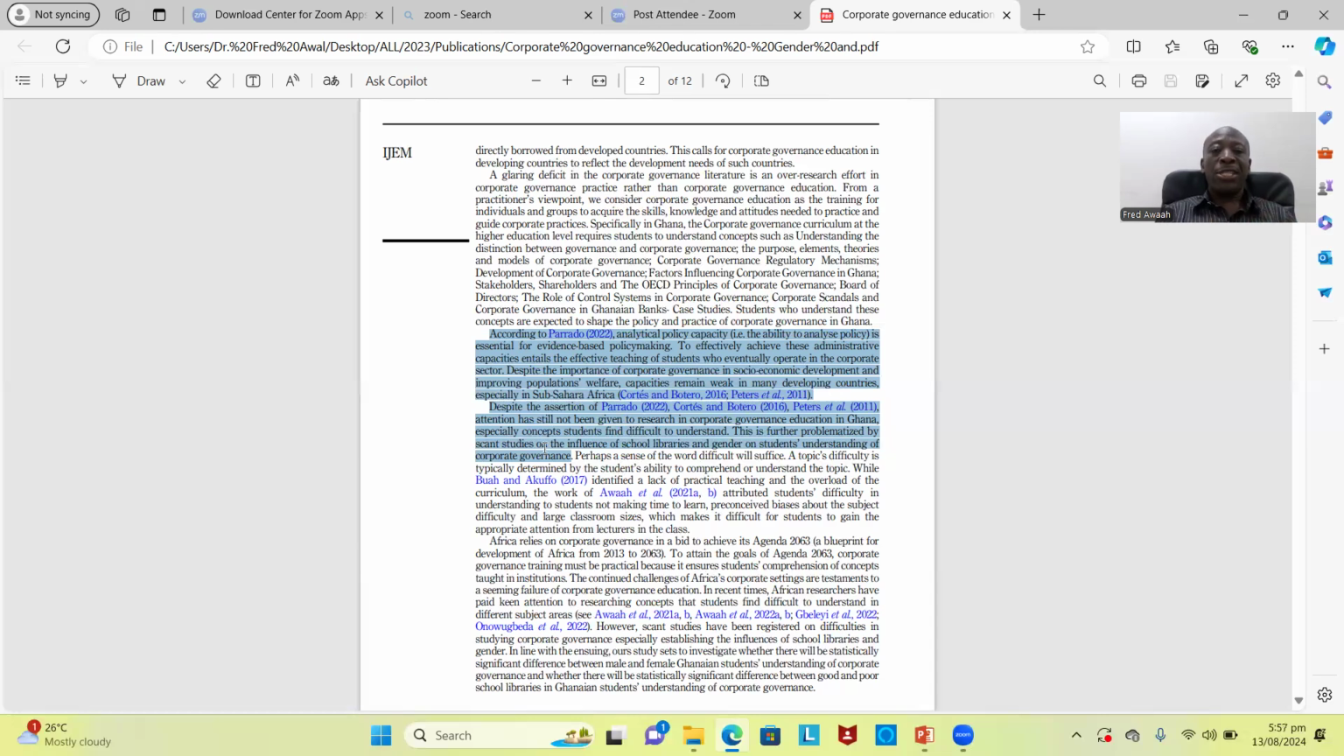So you would see that within 2 paragraphs, we have been able to establish what the literature says about challenges related to corporate governance education. We further looked at it from the perspective of the sub-region, and then we brought it down to Ghana to be specific. And in Ghana, we looked at the fact that research on corporate governance education is minimal, and the problem is further made evident by the fact that it appears little studies are done within the lenses of school libraries and gender.